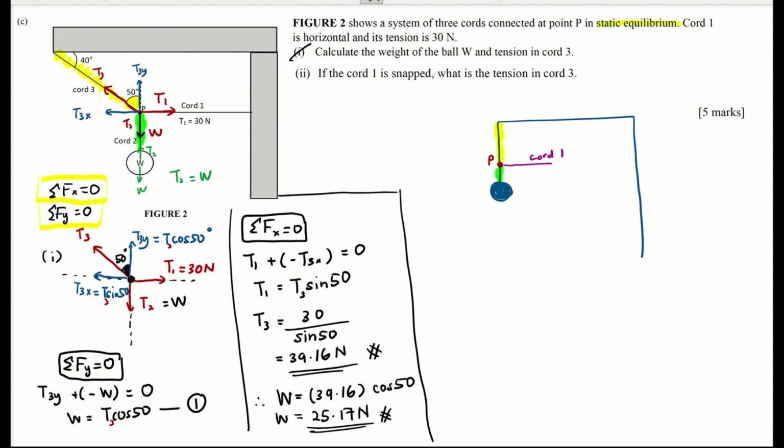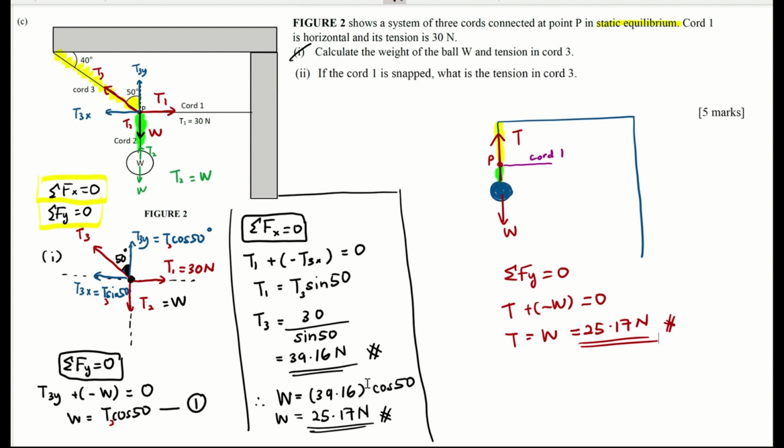So, bila kita nak buat soalan ni, tension tu akan tinggal satu je lah. Tension kat tali tu dia akan jadi T over W. So dia akan hanging macam tu. Dia akan jadi total Fy equal to 0. T plus negative W equal to 0. So T is equal to mg, which is T equal to W lah, which is the weight of the mass. The hanging mass is equal to 25.17 Newton.